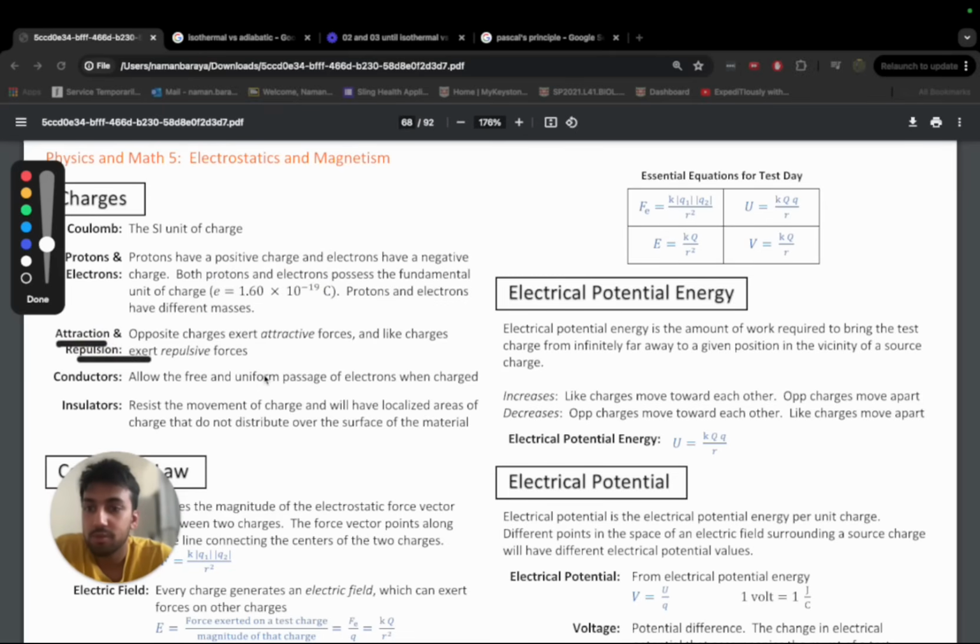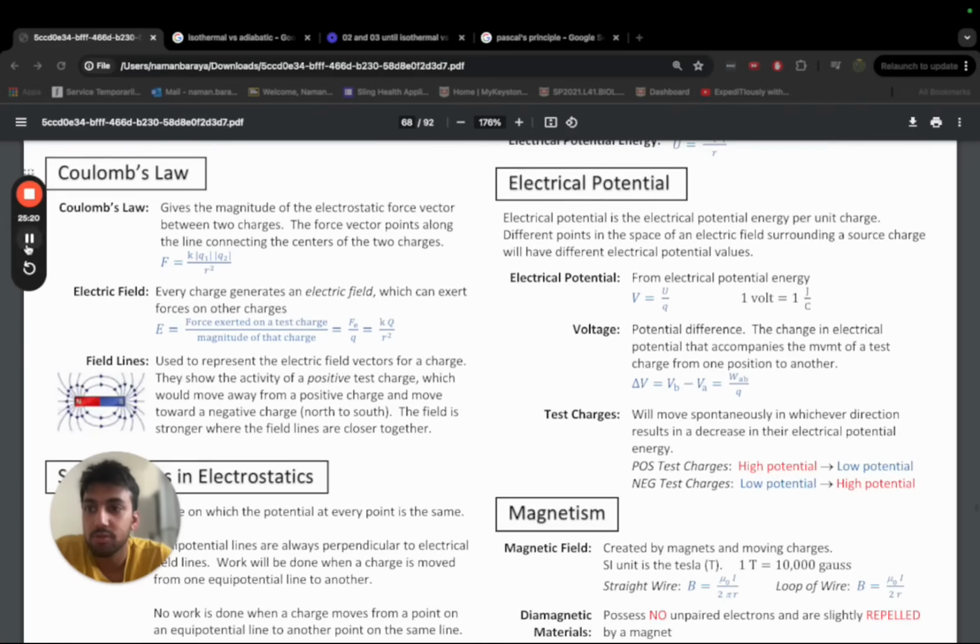Attraction and repulsion: when you have a proton and electron, they attract. When you have an electron and electron, they repel. Things that have opposite charges attract. Conductors and insulators are also important in circuits. Conductors allow electrons to move, and insulators don't allow things to move in a circuit. They resist the movement of charge, and will have localized areas of charge that do not distribute over the surface of the material.